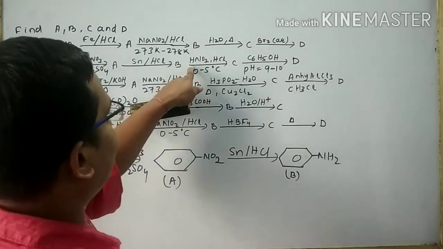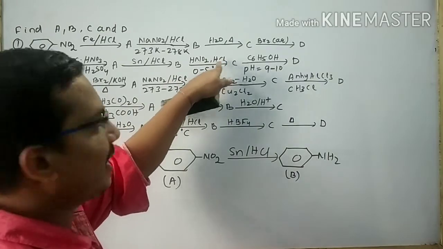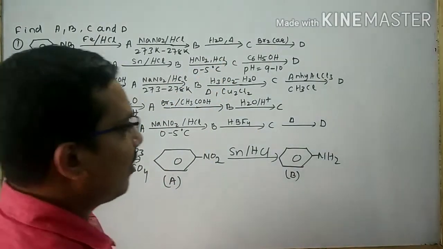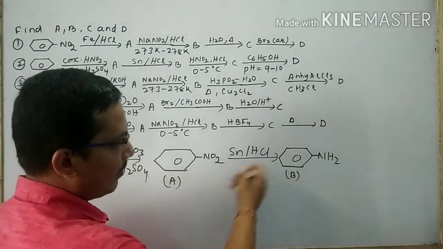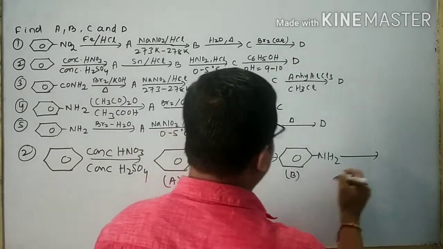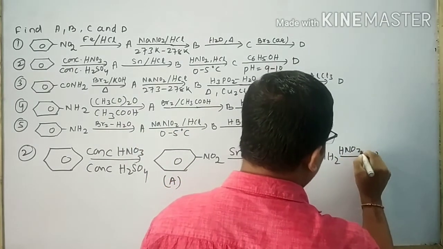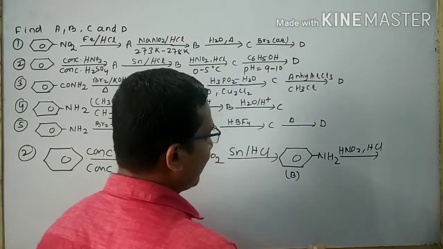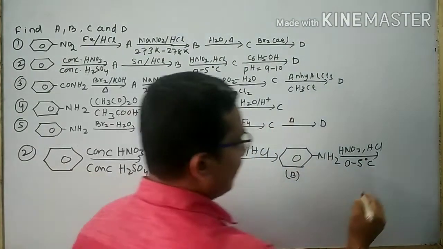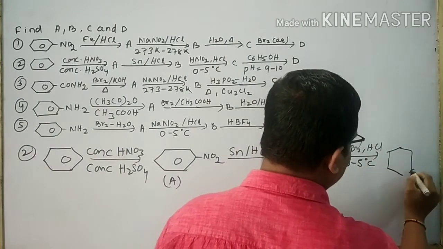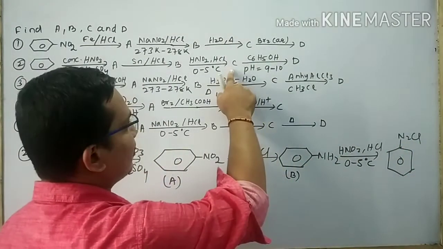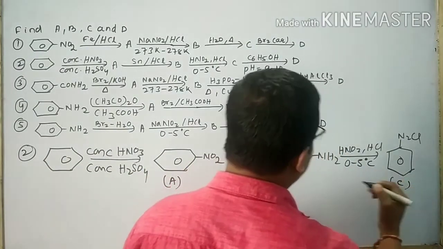Now B is treated with HNO2 in the presence of HCl at 0 to 5 degrees centigrade. It is called preparation of BTC from aniline. So when aniline is subjected to reaction with HNO2 in the presence of HCl at a temperature of 0 to 5 degrees centigrade, then what will happen? Your BTC is formed. This is the structure of BTC and it is considered as C.